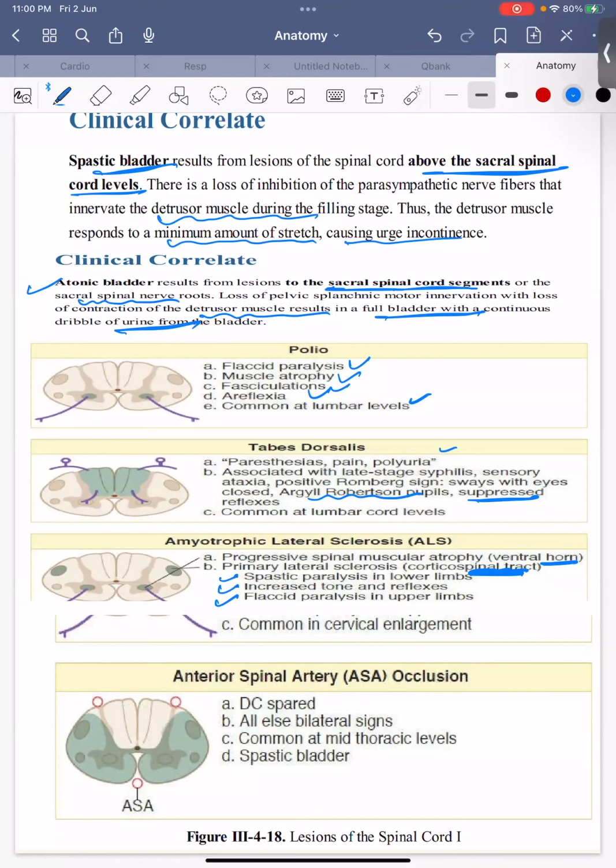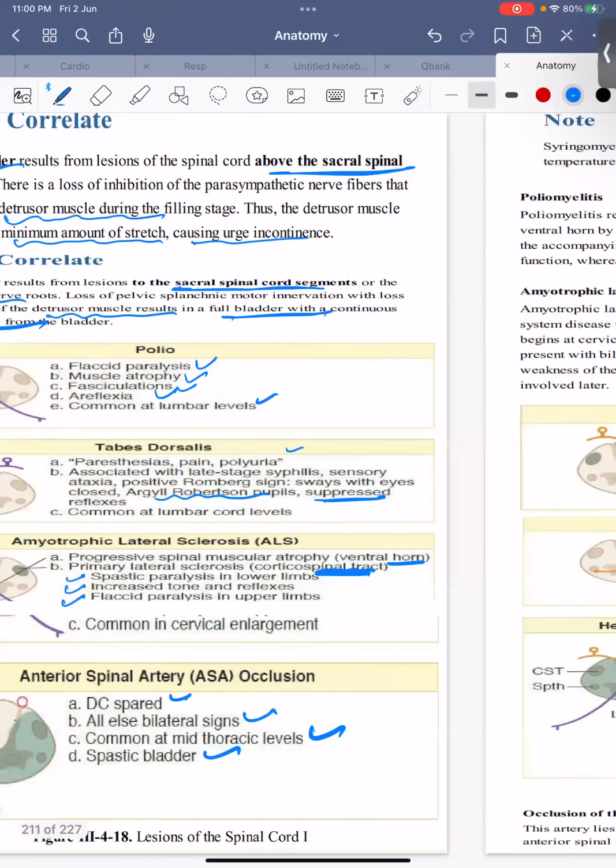Then anterior spinal artery syndrome will involve all this anterior part of the spinal cord. So here only the dorsal column is spared. All other sides will be affected bilaterally, and it is usually at the level of the mid-thoracic. So spastic bladder will also be there.